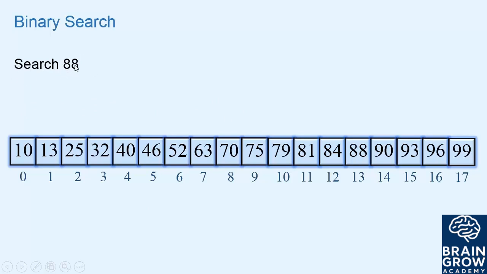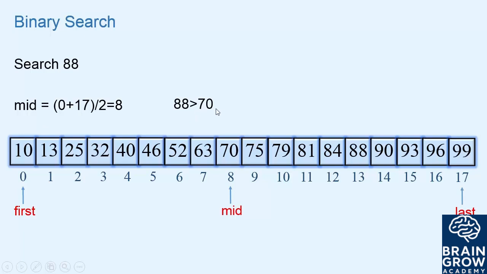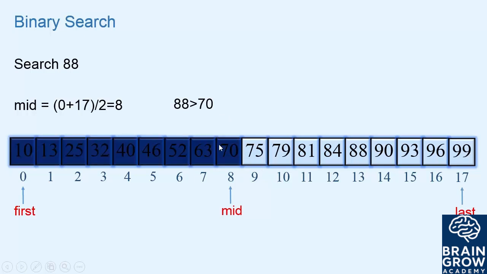Now suppose we have to search this value 88 in this array. This is the variable first, this is the variable last. We calculate mid, comes out to be 8. So this is the middle element. We compare 88 with this middle element. 88 is greater than 70. So we have to search in this right half. And so we will ignore this middle element and the left half.